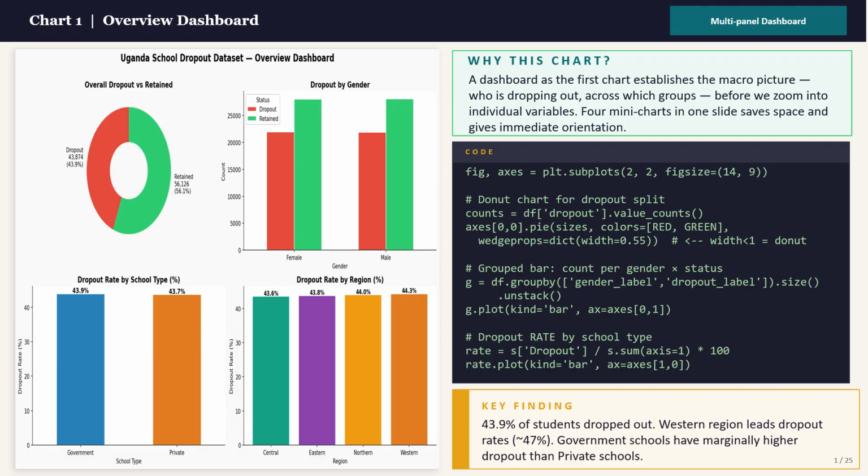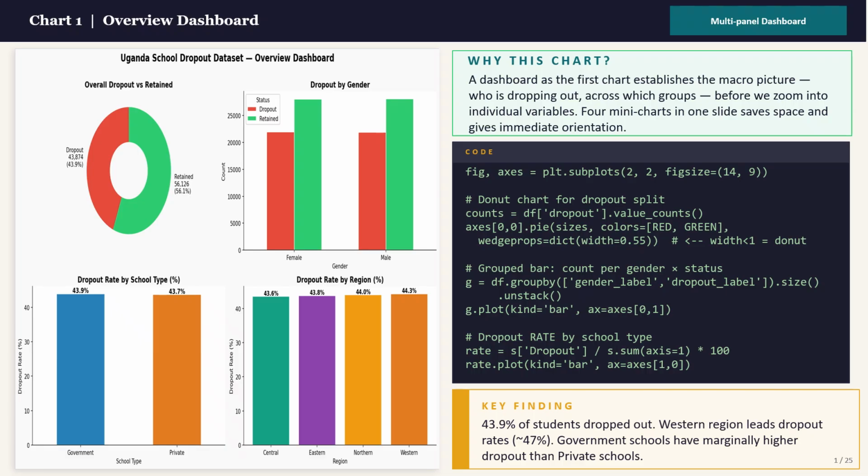We can see the overall dropout versus retained in that circular graph. Dropout is 43.874% and retained is 56.126%. For dropout by gender, red is dropout and green is retained. For female, I think slightly up to 2,500 were retained, and then between 2,000 and 2,500 dropped out. And then we also look at dropout rate by school type and dropout rate by region. Here is the code snippet.